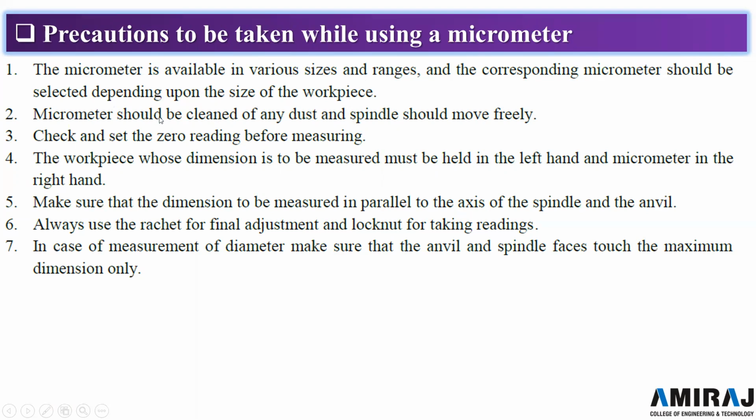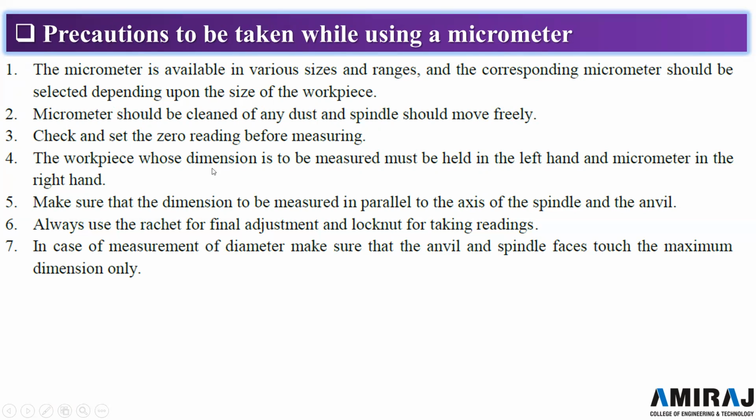The micrometer should be cleaned of any dust and the spindle should move freely. To eliminate the error caused by dust, we have to clean it of any dust, and the spindle should move freely. The third important thing is to check and set the zero reading before measuring. Before starting any reading, check first that the zero reading is coming.